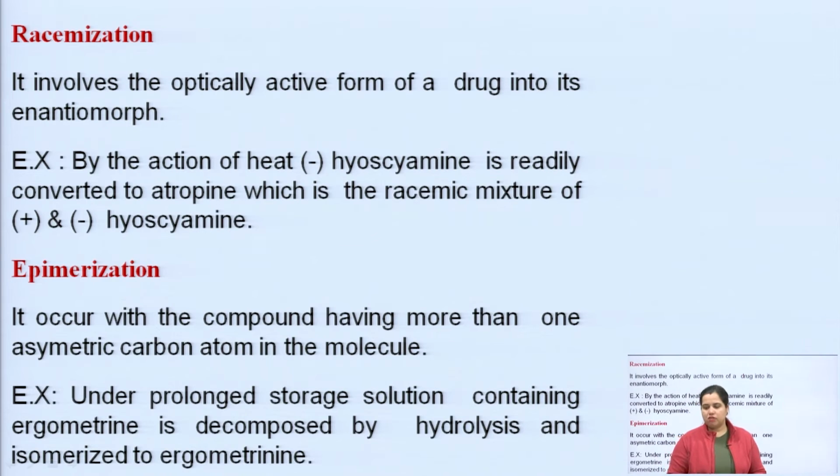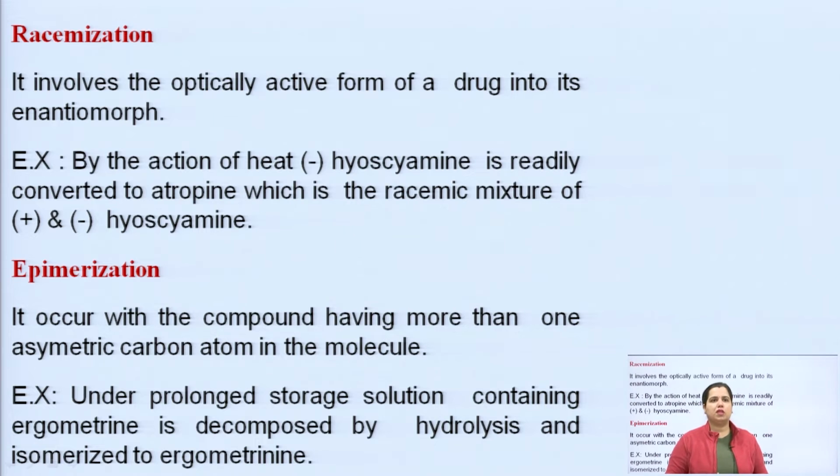Racemization involves the conversion of the optically active form of a drug into its enantiomorph. For example, by the action of heat, hyoscyamine is readily converted to atropine, which is the racemic mixture of plus and minus hyoscyamine, right. So, this is an optically active drug converted into its enantiomorph, meaning both forms will be available, as a racemic mixture. So, the active form will be substituted with an inactive form.